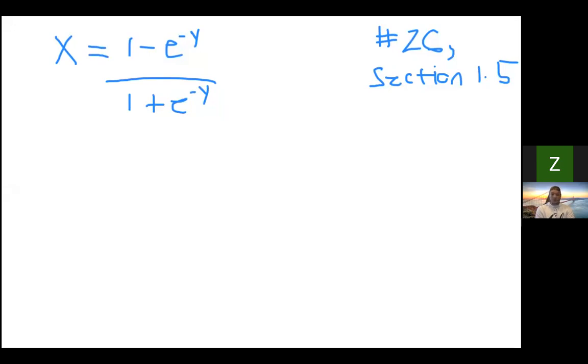Now, a few things to talk about first with this problem. Number one, we have to solve for y. We have to solve for the inverse. I already put it in inverse form, written up there in the top left corner. So this is already in inverse form. We have to solve for y now.